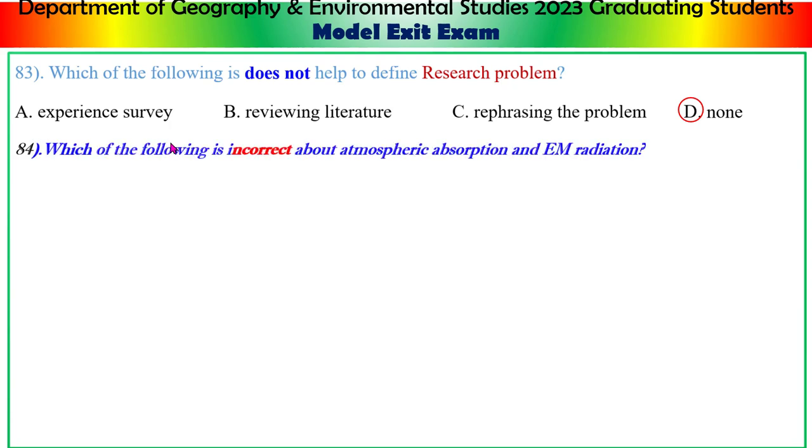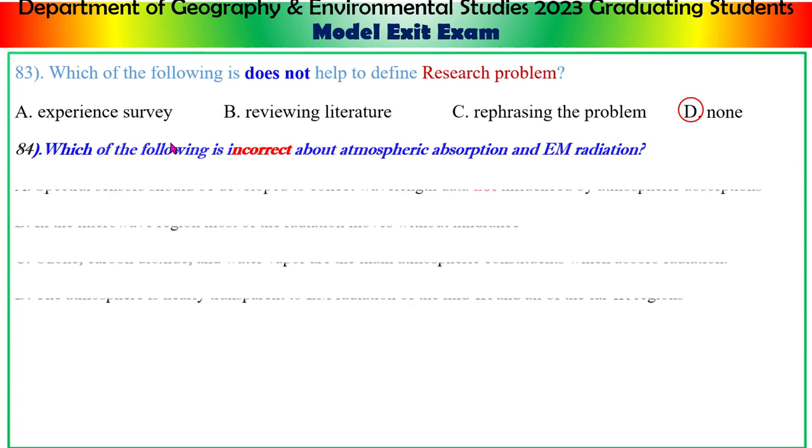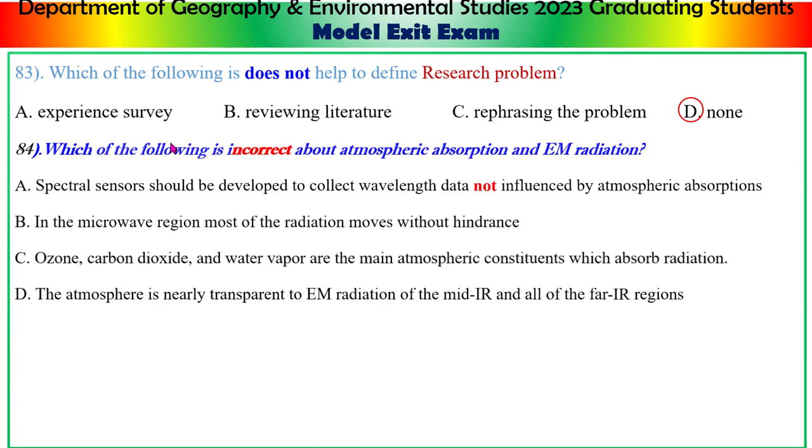Question 84: Which of the following is incorrect about atmospheric absorption and electromagnetic radiation? A, spectral sensor should be developed to collect wavelength data not influenced by atmospheric absorption. B, in the microwave region most of radiation moves without hindrance. ይሄ ትክክል ነው። ማይክሮዌቭ የራሱ የሆነ ኢነርጂ አለው። ምንም ሂንድራንስ ወይ ምንም የሚያግደው ነገር የለም። ትክክል ነው። Ozone, carbon dioxide and water vapor are the main atmospheric constituents which absorb radiation.